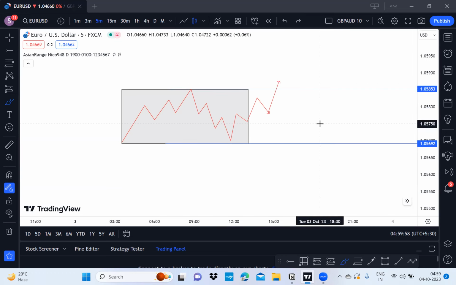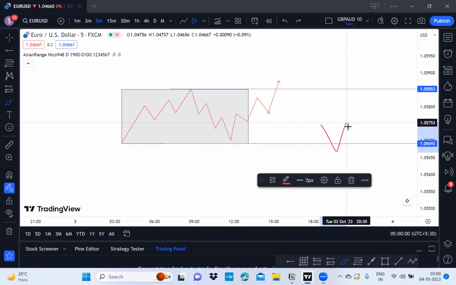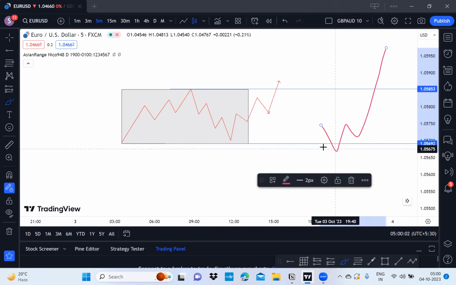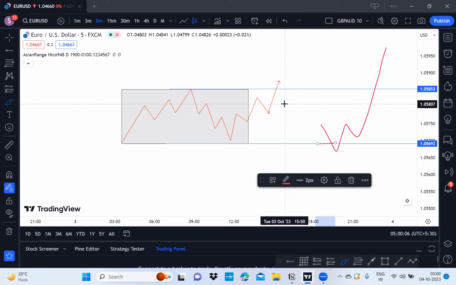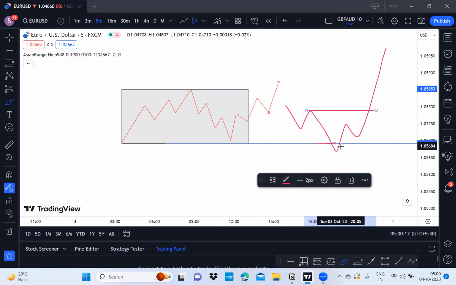If we are looking for buying opportunity, we need a liquidity hunting of Asian low. Once market will sweep the liquidity of Asian low and then change the trend, let's say market was forming here lower low, lower high, lower low. Now once market will break this previous high after hunting the liquidity and change the trend, we will be looking for buying opportunity from the order block.